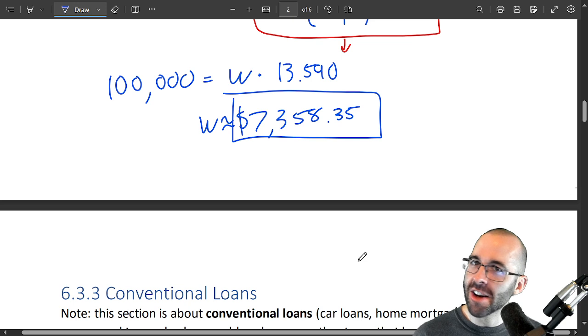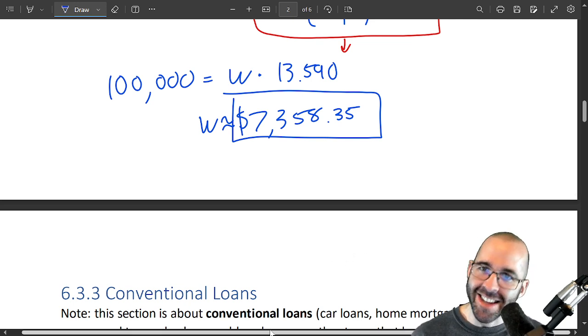Next section, we're seeing the other side of the same coin. And it'll be less happy.